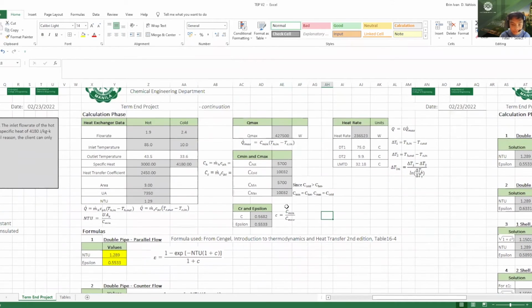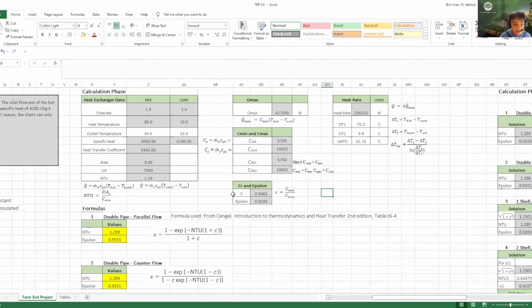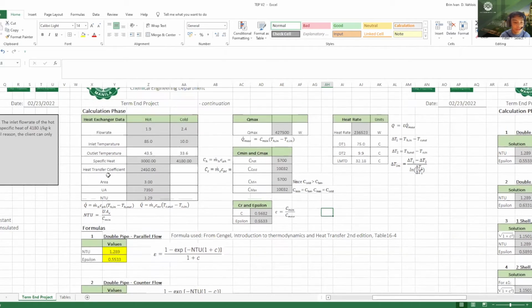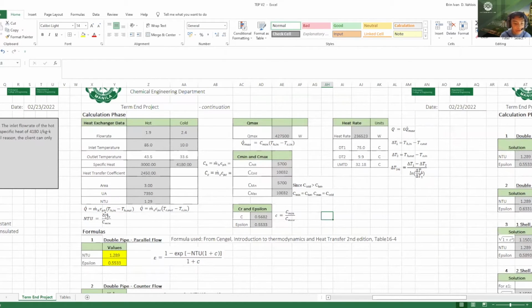Now that we have the value of C, we must get the value of NTU. Remember, the effectiveness is a function of NTU and C. NTU is equal to the overall heat transfer coefficient times the area, all over the Cmin. Since we got the Cmin a while ago, we can input the value here. For UA, we just multiply U times A, and for NTU we divide by the Cmin. So we get the value of NTU, which is 1.29.